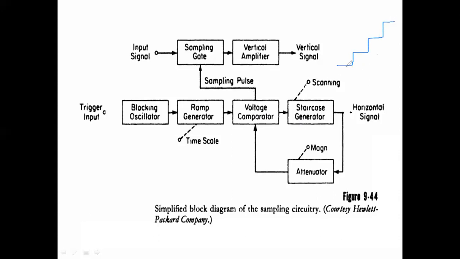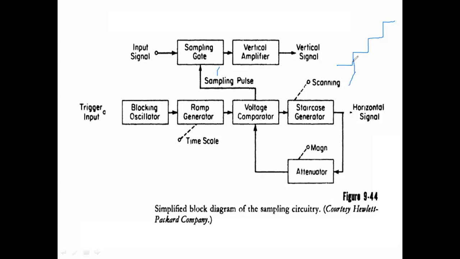These are the staircase generator output. This is the form of the output of the staircase generator. Assume that initially the ramp signal is being produced. Suppose at this point in time these two signals are equal, it produces a sampling pulse. That sampling pulse is applied to the sampling gate, the sampling gate is on, and the input signal is collected.